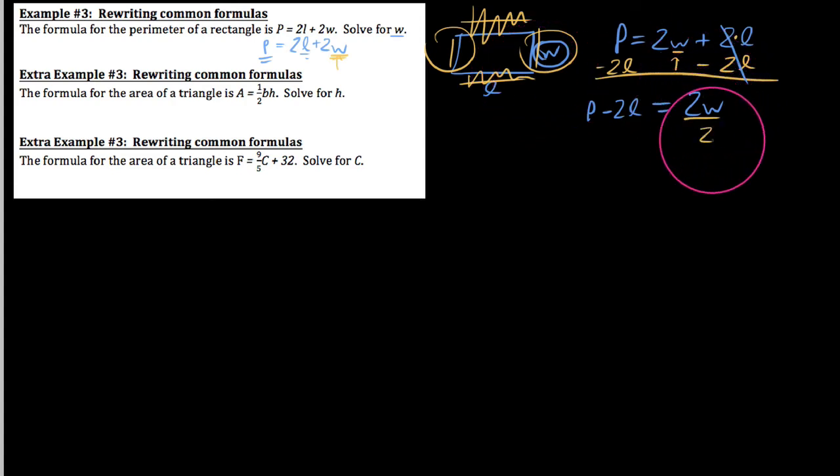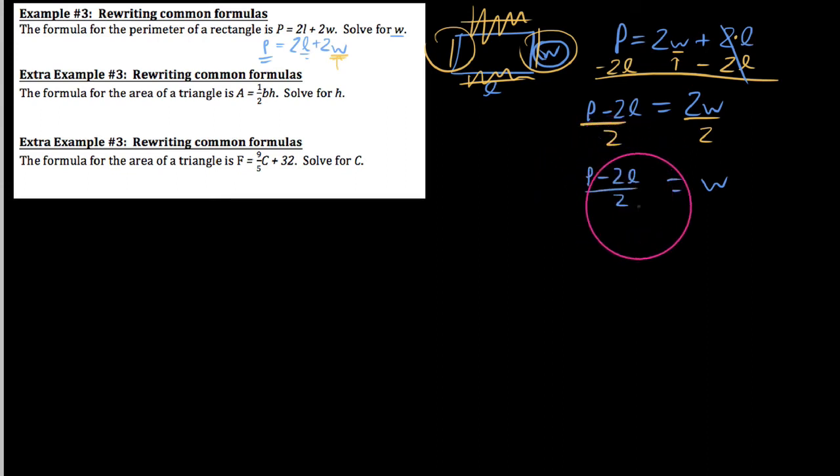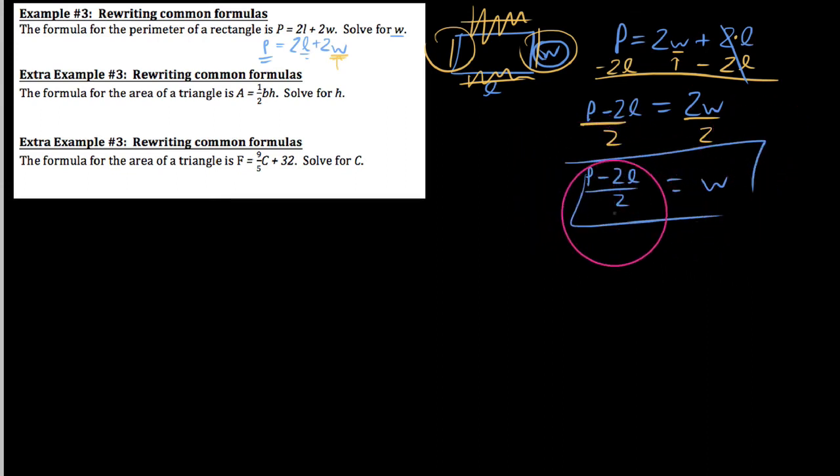So we want to get rid of this 2, so we're going to divide by 2 here. And what we end up with is this. Essentially, the width is equal to the perimeter minus 2 lengths split in half. And it is entirely okay, by the way, since we have a monomial divisor, to split all of the terms in the numerator up over that divisor.